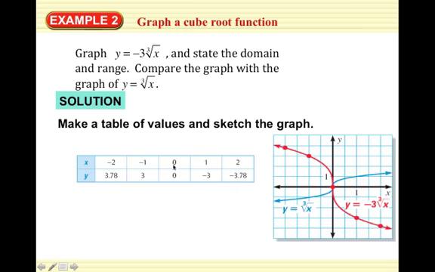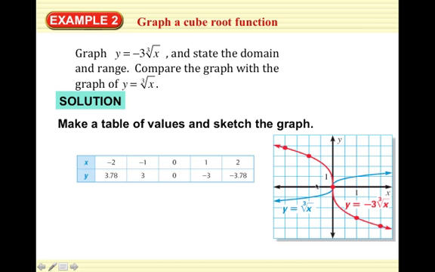Okay, so let's make our little table of values. We can use positives and negatives for cube roots. So let's do negative 2, negative 1, 0, 1, and 2. And then let's take the cube root of x and multiply by negative 3. So the cube root of negative 2 multiplied by negative 3 is going to give you positive 3.78. The cube root of negative 1 is negative 1, times negative 3 is 3. Cube root of 0 is 0, times negative 3 is 0. Cube root of 1 is 1, times negative 3 is negative 3. Then you take the cube root of 2 and multiply by negative 3 and you get negative 3.78.